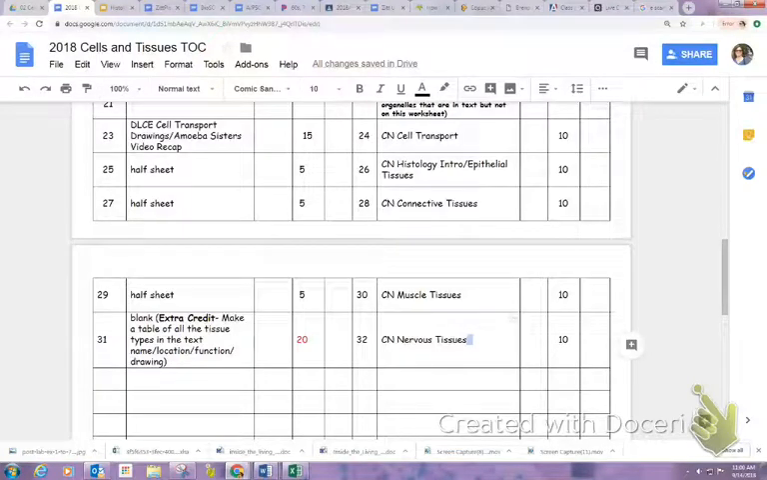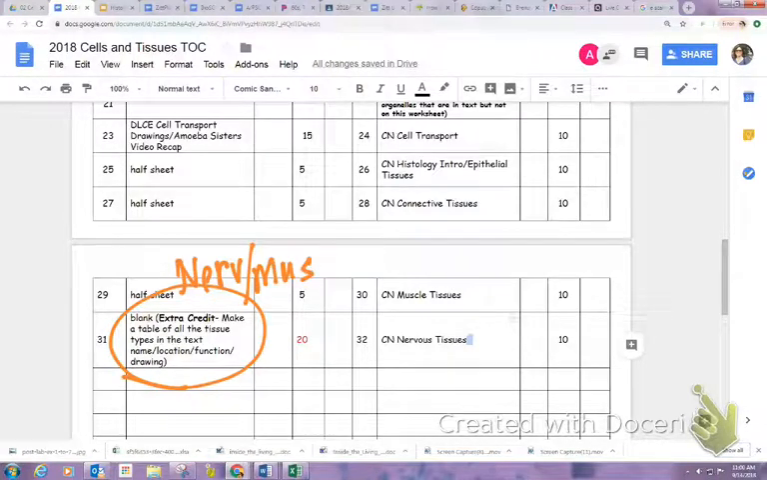Okay, I wanted to very quickly explain the opportunity for extra credit that you guys are going to have here on page 31, which is a left-hand page. Because this last half sheet here on page 29 is nervous and muscular. This one would be the epithelial tissues on page 25. On page 27 would be the connective tissues half sheet. 29 would be the nervous and muscular half sheet.